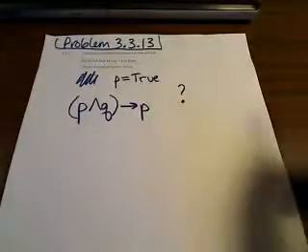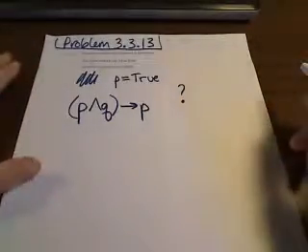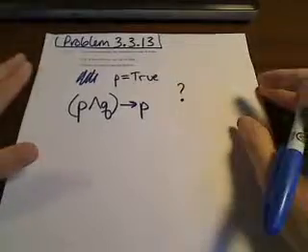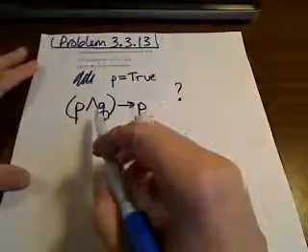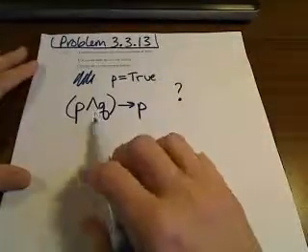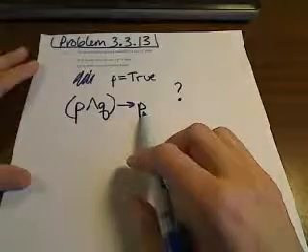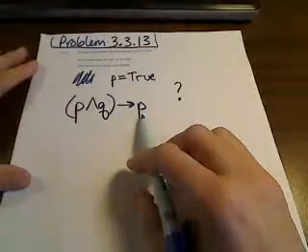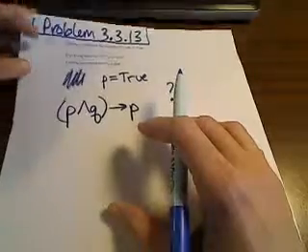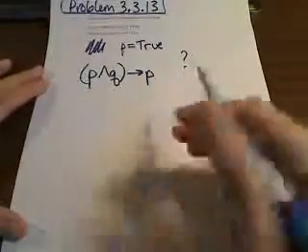Well, really what we have to do here in order to answer this question is look at two different charts. We have to look at the conjunction chart, and then we have to look at the conditional chart. That's really what this question is asking. It's a tricky way of asking whether you know these charts or not.